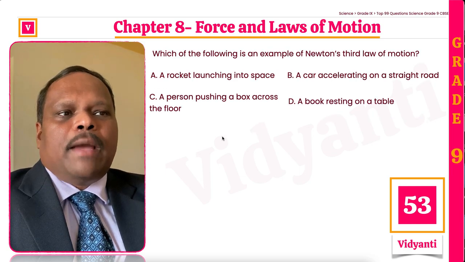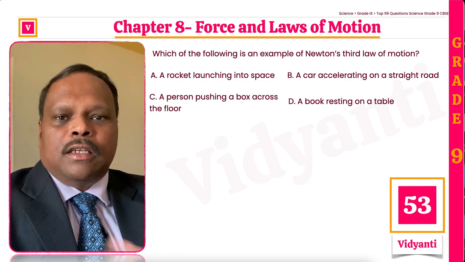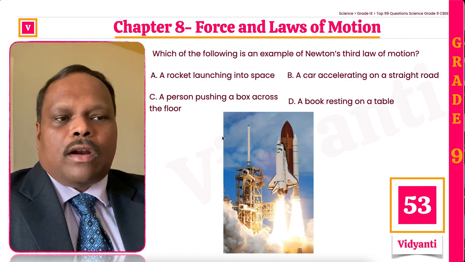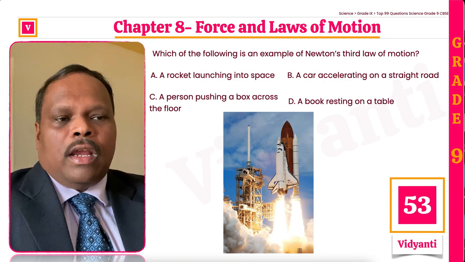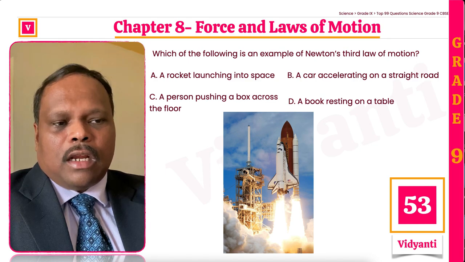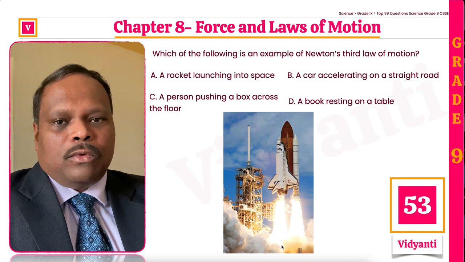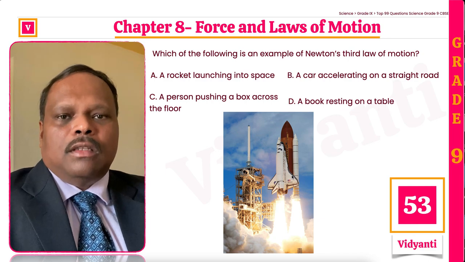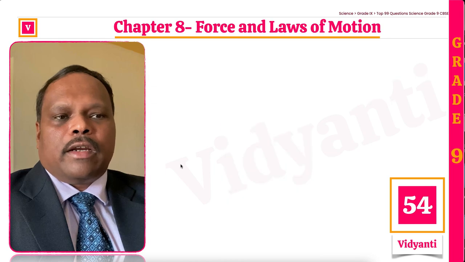Which of the following is an example of Newton's third law of motion? Third law of motion, in simple words: action, reaction, equal, opposite. Just four keywords. So we have a rocket. A rocket at the time of launch burns a tremendous amount of fuel and expels it, thereby creating an action force on the Earth's surface. The Earth's surface gives a reaction force, and this is an example of action and reaction forces. Rocket launching in space will be the correct option.